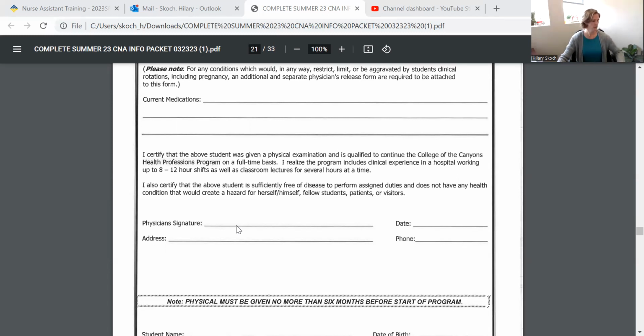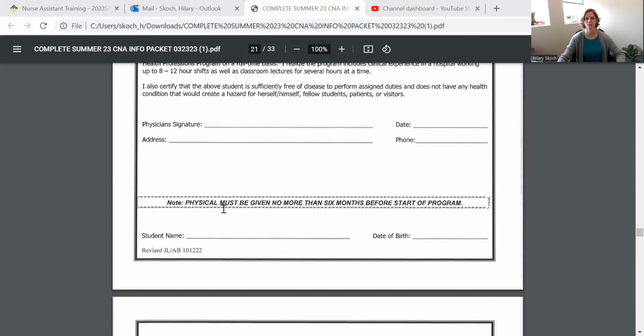Do that. But we do need, it must be given no more than 6 months before the start of the program, as it says here. Physical must be given no more than 6 months before the start of the program. And that's just because we don't want it to expire during your course.